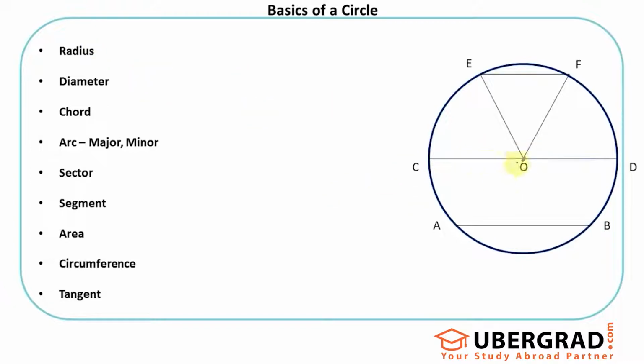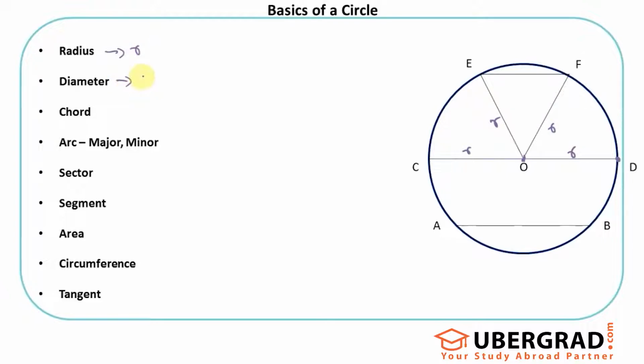Then the radius is the line joining the center of the circle to any point on the circle, right? Let's say there's a point D or F or E. This is radius, this is radius, this is radius. OC is also radius. If I join to A also it's radius, and to B also it's radius, right? So radius is the distance between the center and any point on the circle. That's the radius, denoted by R.